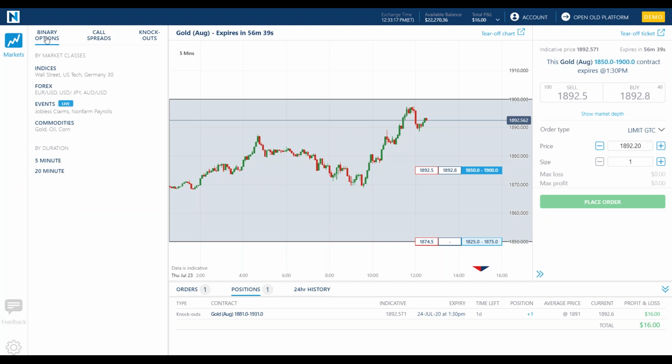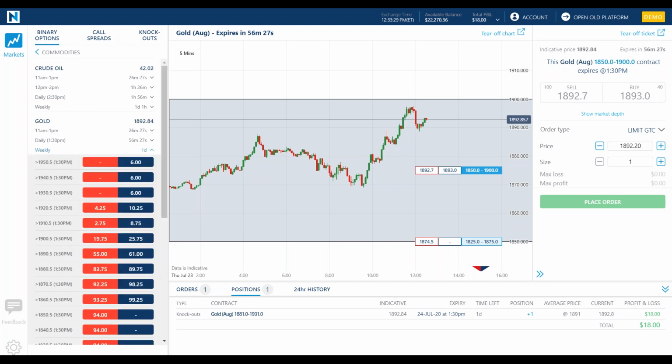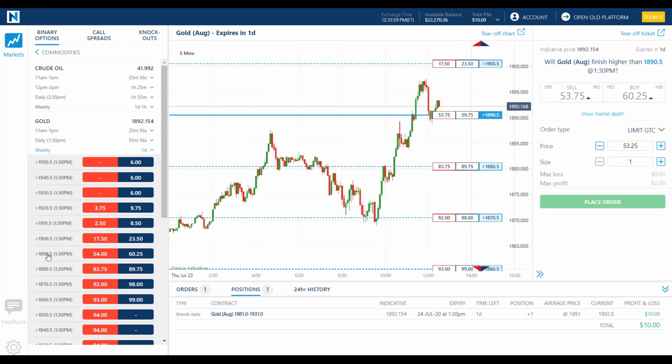Now let's jump over to binary options, because unlike knockouts and call spreads where you're trading the actual price of the underlying, let's click on a weekly gold contract, and I'm now going to just pick one. You'll notice when I open up a binary, it's going to give me the current indicative price and the different settlement ranges. I'm on weekly, so it matches what we were looking at on knockouts. But then you have all these different strike prices. And you'll notice that the prices over here aren't the price of the underlying. So what are these prices? I'm going to pick the one that's right in the middle, 1890.50.